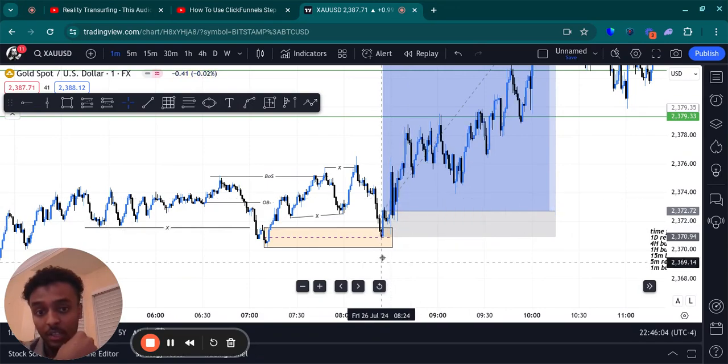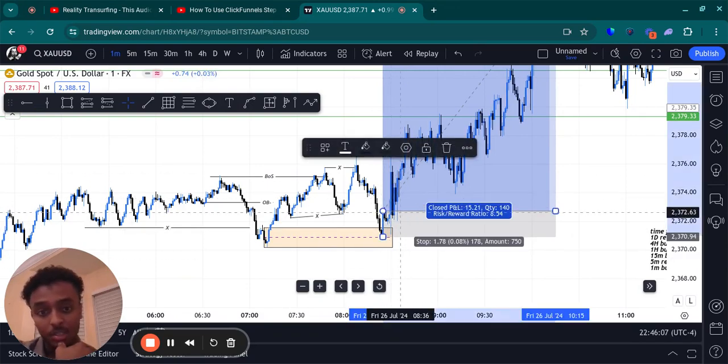Now, I could have waited a little bit and executed off the break of structure and the retrace, but this is pretty much where I executed.